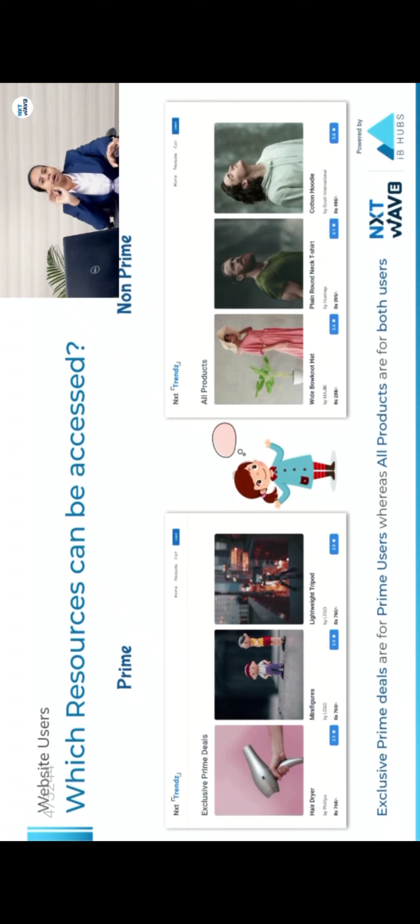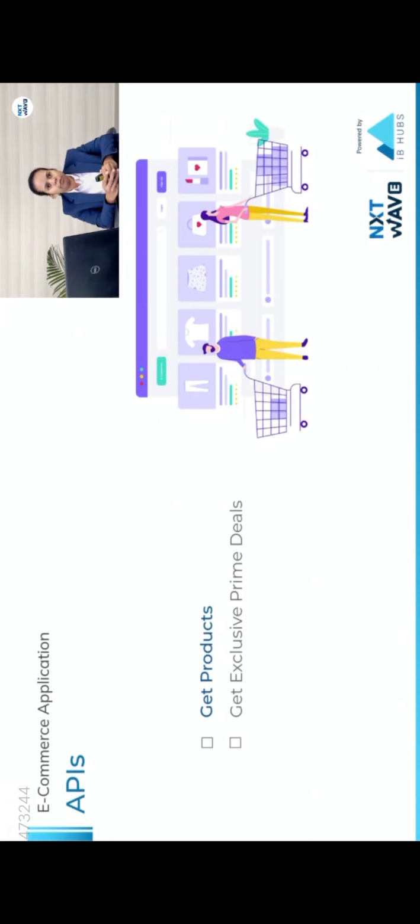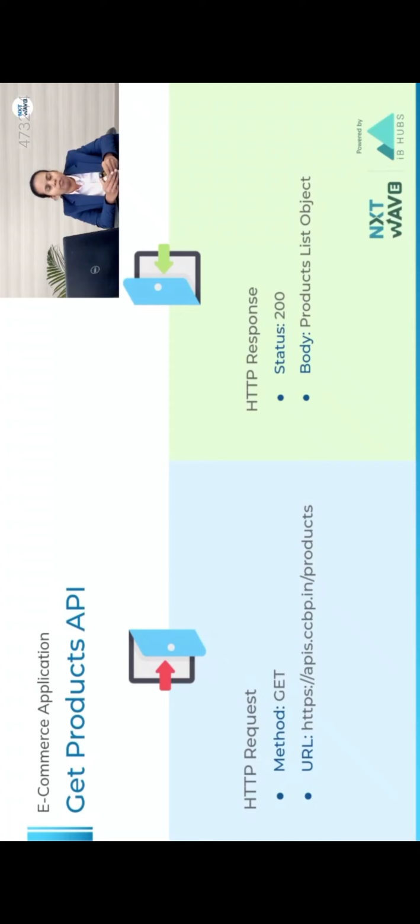Okay. So now, for this, there are two APIs that will be involved. To get all the products, that would be the Get Products API, and to get the exclusive Prime deals, that would be another API. Firstly, let's have a look at the Get Products API. Since we are fetching details, it would be a GET. Coming to the URL, it is apis.ccbp.in/products. And in the response, we'll get the list of products that need to be displayed.